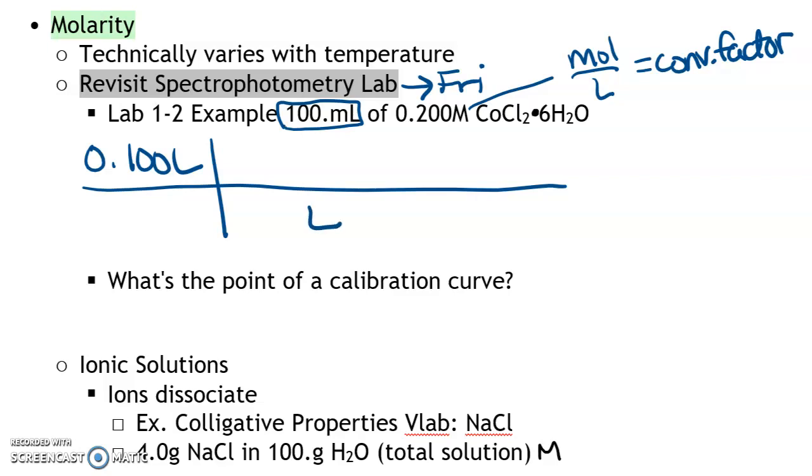And considering the fact that my question is how many grams of this do I need, so how many grams of solid do I need, then I know that my connection between those two, between volume and grams for a solution, is moles. So I'm going to use my molarity as my second conversion factor, and then I'm going to go from moles to grams using molar mass.